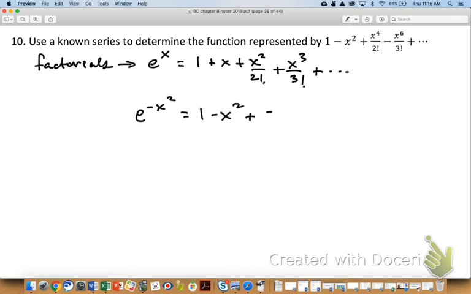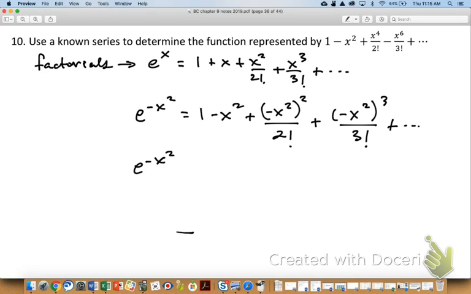The next term would be negative x squared squared over 2 factorial. The next one would be negative x squared cubed over 3 factorial plus ... And this might be where you need to do a little bit of simplifying. Don't be afraid. I think you should be bold and say, I know how to simplify this stuff.